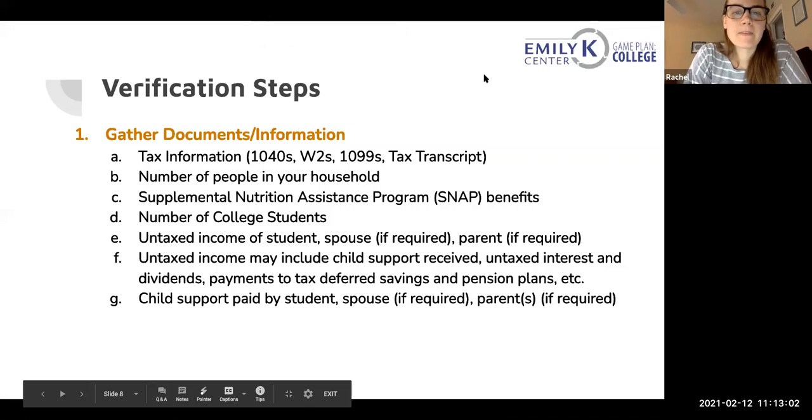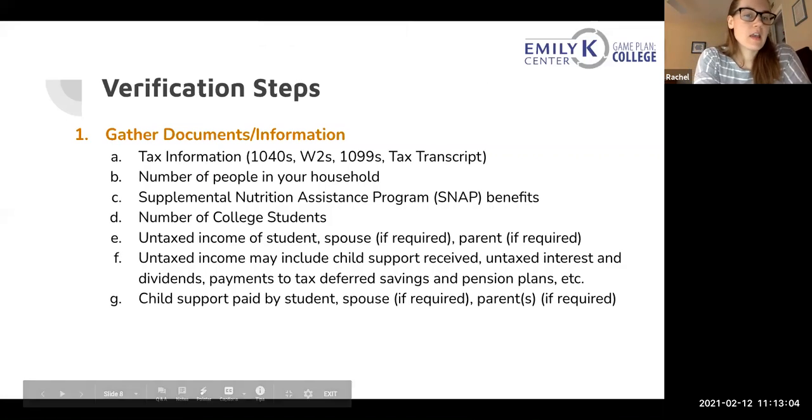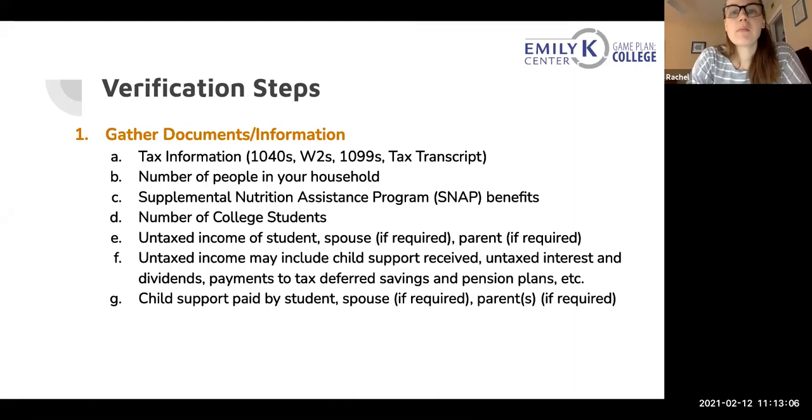So they might ask for those tax documents. They also might ask for the number of people in your house. Do you have any siblings? Do you have grandparents in your house, cousins, things like that? Any documentation of government assistance that you might receive, like SNAP benefits, number of college students in your house, untaxed income.